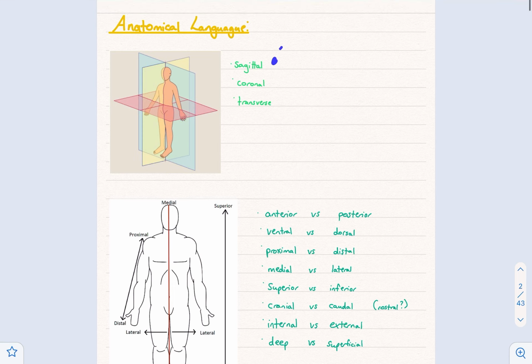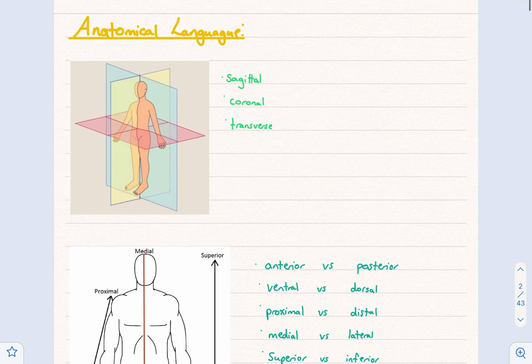So sagittal here, that would be the yellow one. Basically, think of sagittal as Sagittarius. It's the archer. So think of somebody shooting an arrow straight through you, like that. That's the direction of the sagittal plane.